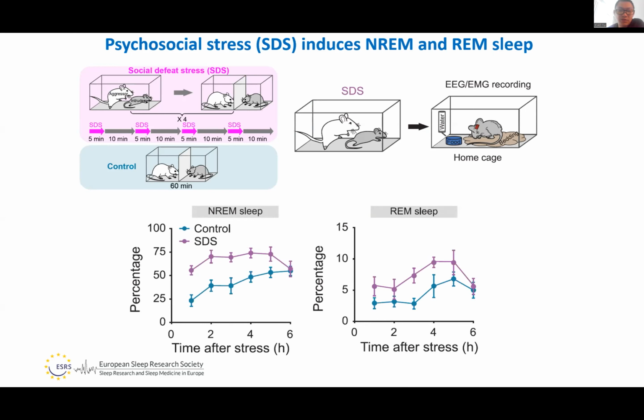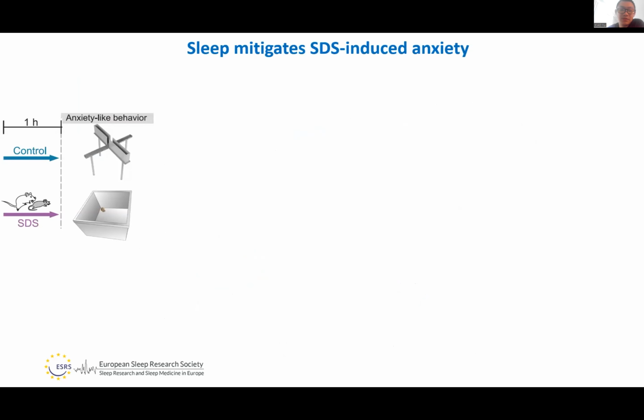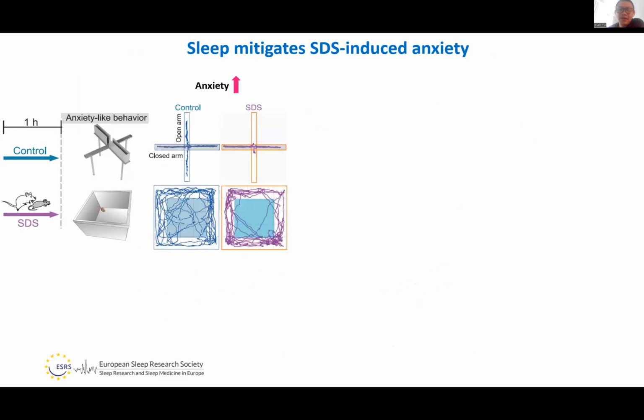And of note, our stress protocol also promoted REM sleep for about 5 hours. After confirming that social stress can induce sleep, we next explored the potential functions of sleep after social defeat stress. First, it has been shown, and we also observed, that social defeat stress causes anxiety-like behaviors in mice as measured by elevated plus maze and open field assays.